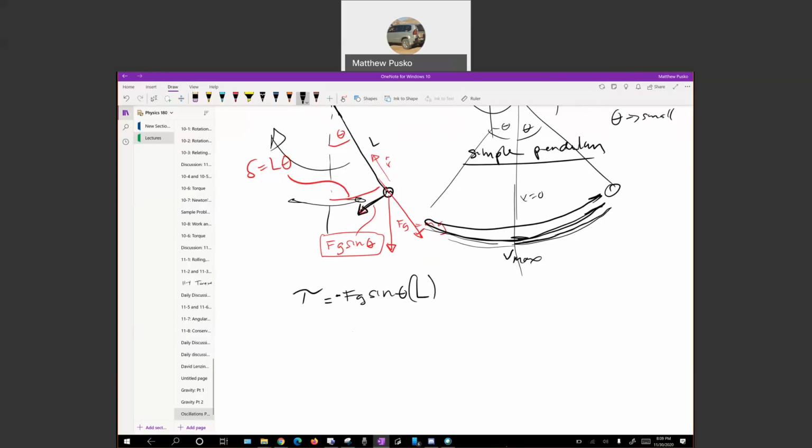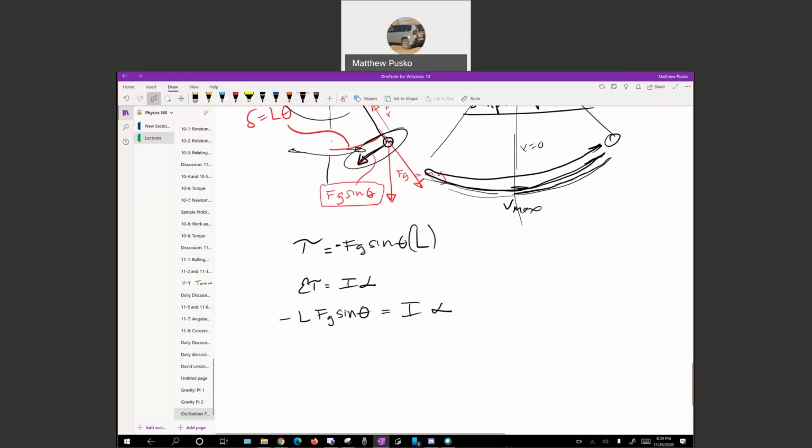We remember Newton's second law for rotations. It says that the sum of the torques is equal to I alpha. We only have one torque acting in the direction of motion, so we can say that negative L F sine theta is equal to I alpha. And we can solve this for alpha. Alpha is equal to mgL over I, all times, sorry, times the sine of theta.